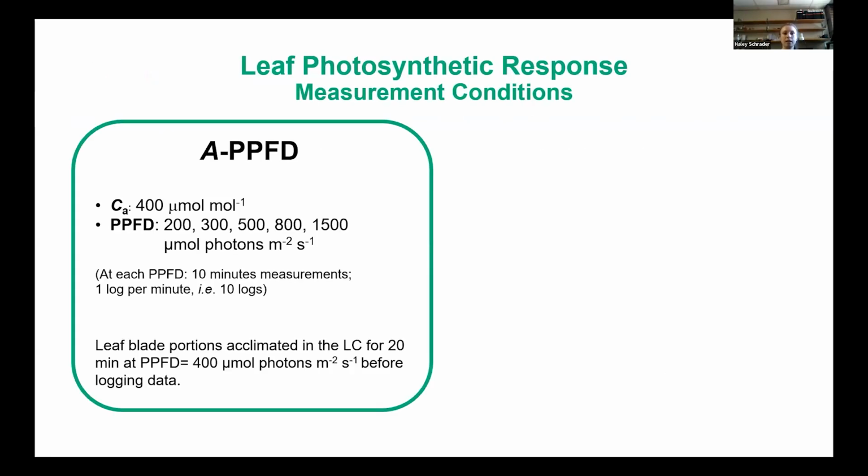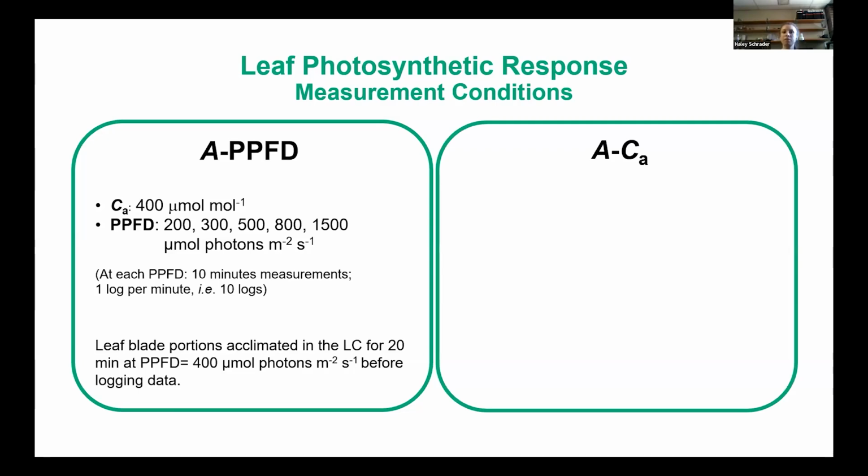So starting with the light response curves, we set a CA of 400 micromoles per mole, and our light scheme started with 200 and ended with 1500 micromoles of photons per meter squared per second. We measured each light condition for 10 minutes, as Doug mentioned, with logs taken every minute, and the LI-6878 matching occurring after logs 2 and 7.